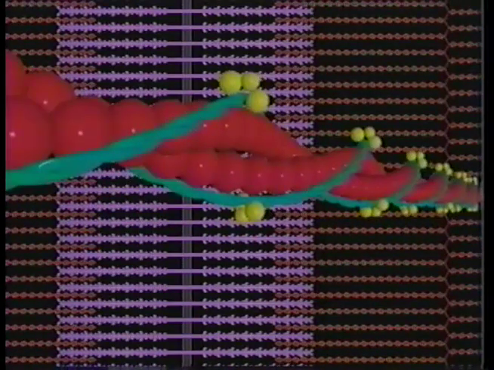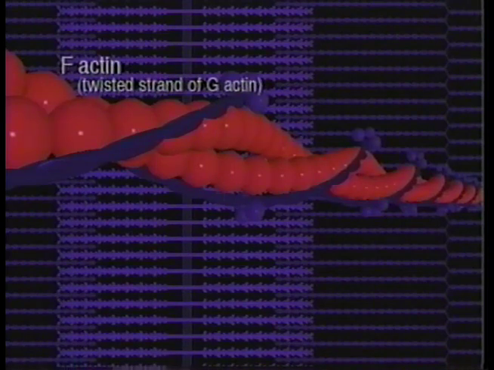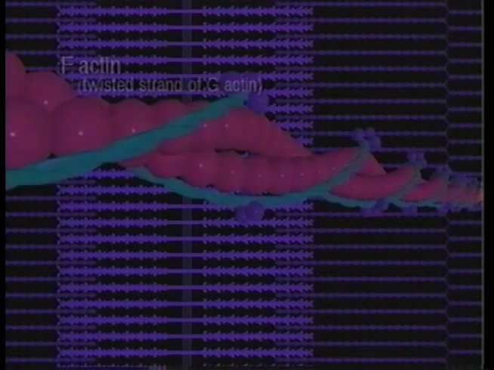Thick filaments are made of the protein myosin. Thin filaments contain the proteins actin, tropomyosin, and troponin. G-actin, here shown as red spheres, is globular actin. Each G-actin molecule has an active site that combines with the myosin of the thick filament. G-actin is strung together to make a twisted strand called F-actin.